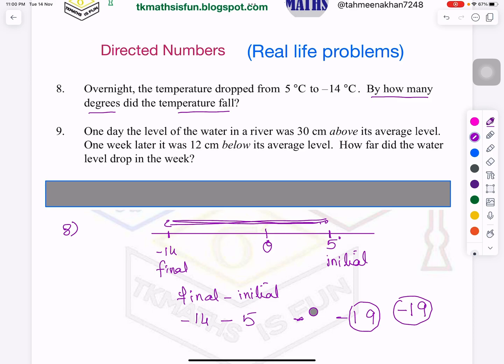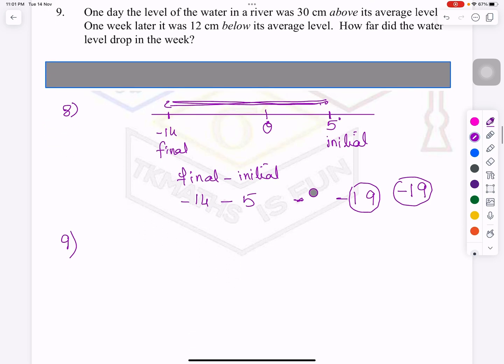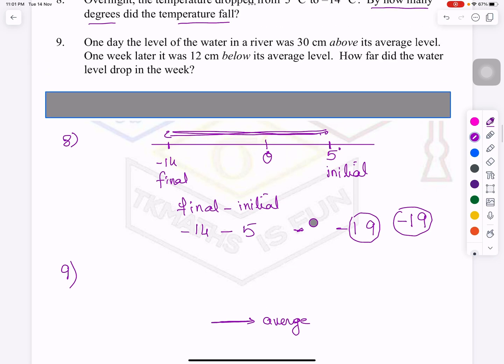Okay, now let's see number 9. One day the level of the water in a river was 30 centimeter above its average level. For example, this is the average level. You take any reference point when you're talking with reference to. The question is saying above its average level, so we have to take one line. This is the average level. Above it is 30 centimeter. Suppose 30 centimeter is here.